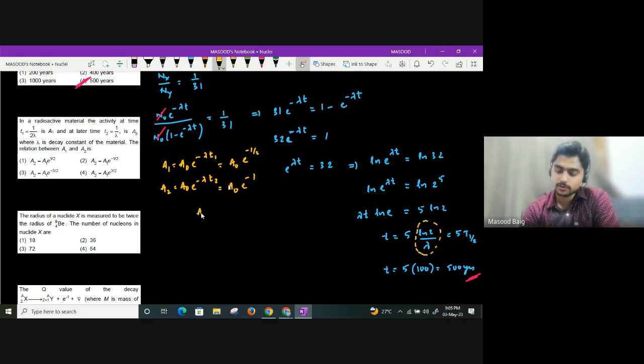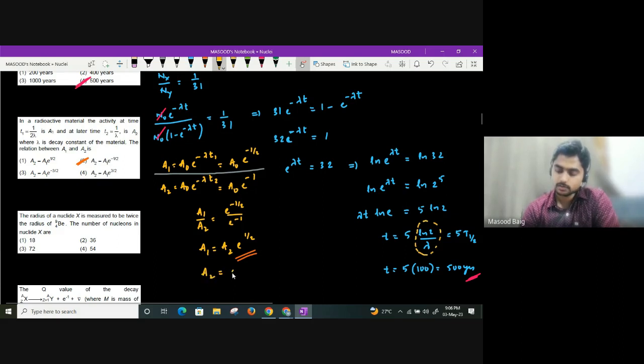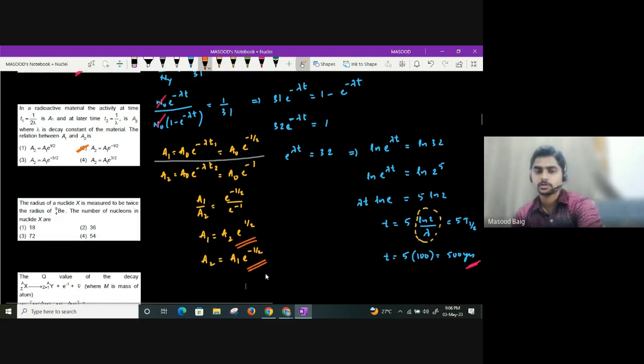So if you divide both of them, what will I get? A1 by A2 value will be equal to, anyhow, these two will get cancelled out. I'm just dividing both of them. We can cancel out A0 and A0. I'll get e^(-1/2) divided by e^(-1). So I'll get A1 value as A2 e^(+1/2), guys. This will be the relation between A1 as well as A2. So I can say this will be correct. Or I can write from this, A2 value will be A1 e^(-1/2). Understood, all of you? Yes or no? Very good question again.